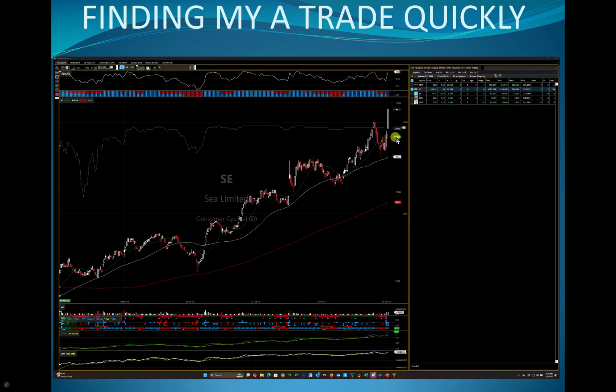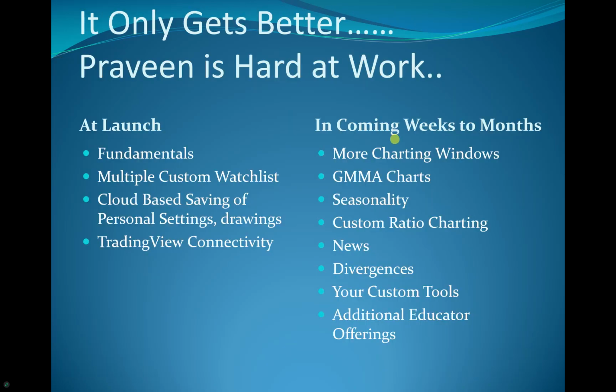Maybe you'll pull it back to in this area. Of course, you're going to miss some that get away from you, but there's 8,000 plus stocks. One will be there. So it's going to get better.